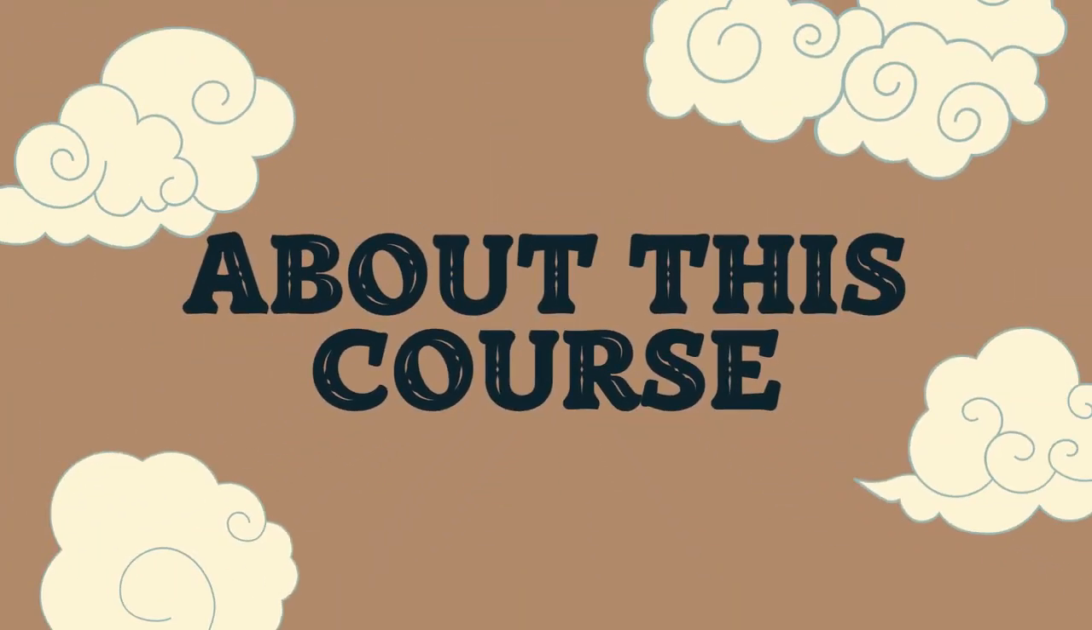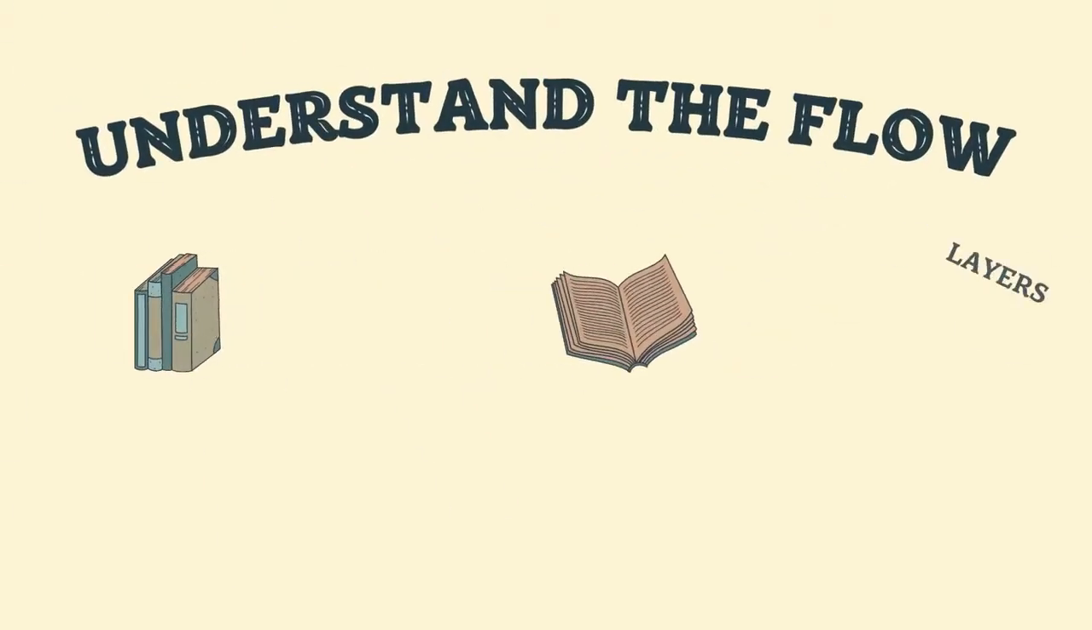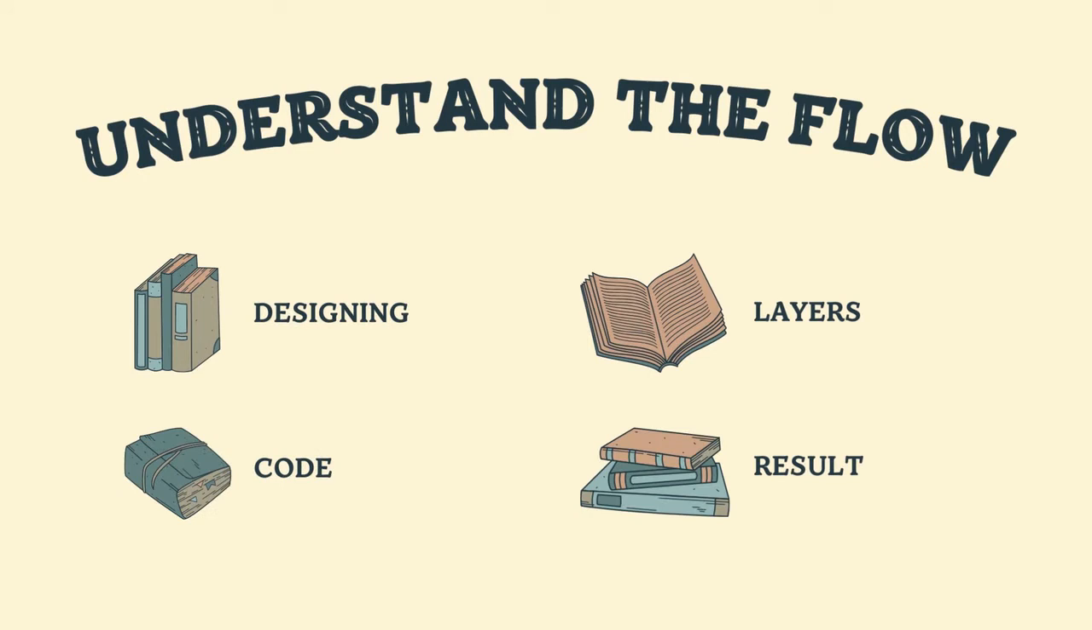Hi, before starting the course, let's understand some nitty gritty details about this course. To understand the flow, the course is divided into four sections. The first section is our designing section. The second is the layers, or you can say layer separation, section. Third, we have the coding environment, and the fourth, final one, will be the result.